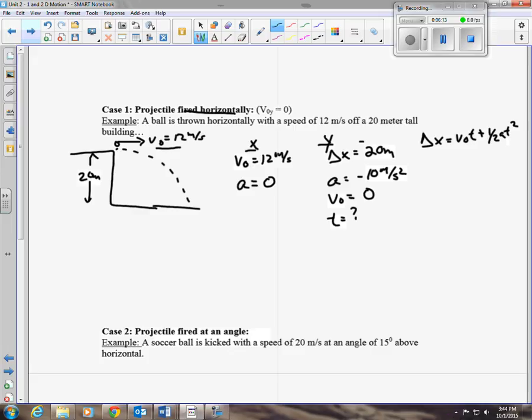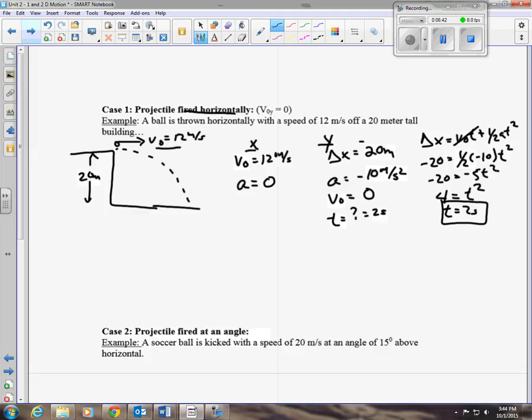All right, so then the V0 part goes away because V0 is 0. And I plug in and I get minus 20 equals 1/2 times minus 10 times t squared. This becomes 5. So minus 20 is minus 5 t squared. If I divide by the minus 5, I get 4 is t squared. So t is 2 seconds. So now I know that the time is going to be 2 seconds.